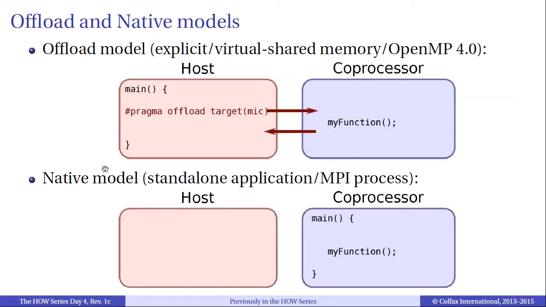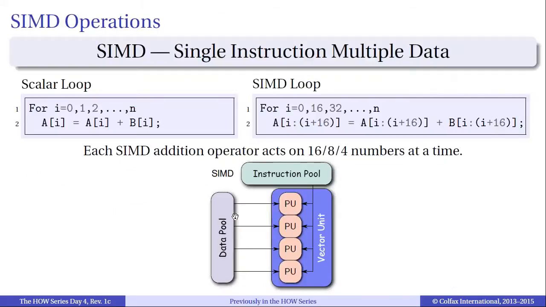Another approach to programming Xeon Phi coprocessors is native. This is when you run the entire application on the coprocessor and the host is not used except for booting the coprocessor and possibly handling some of the network traffic or file I/O. Then in session number 3, we started talking about parallelism. And at this point, the discussion becomes common to Xeon and Xeon Phi platforms.